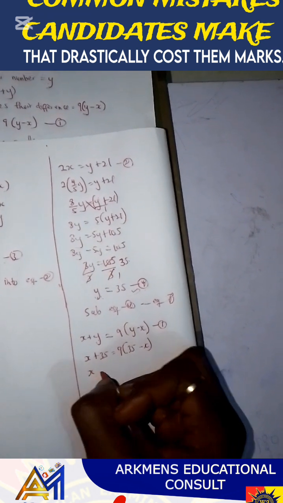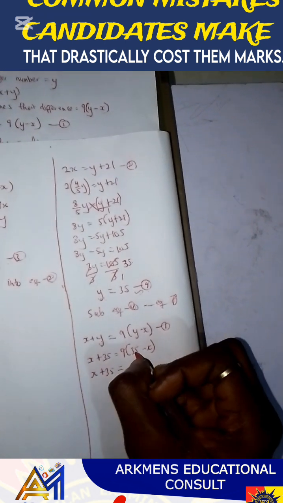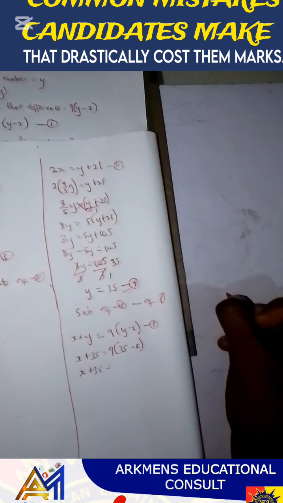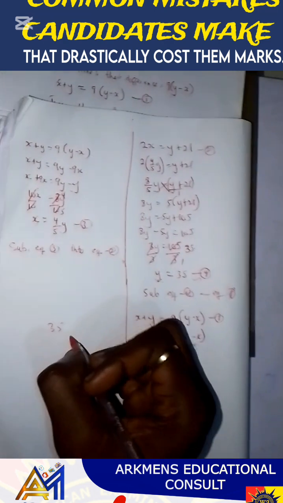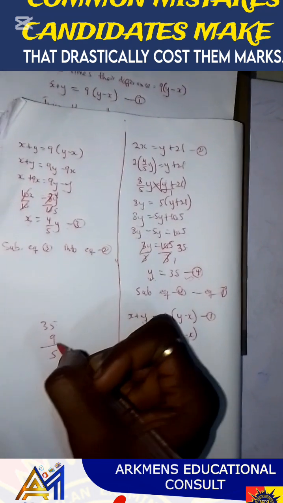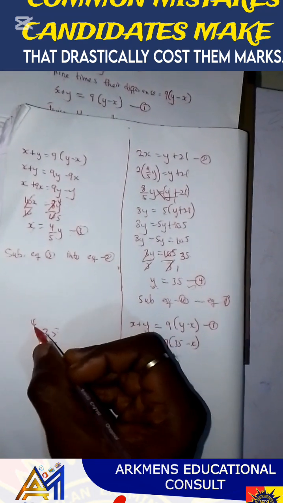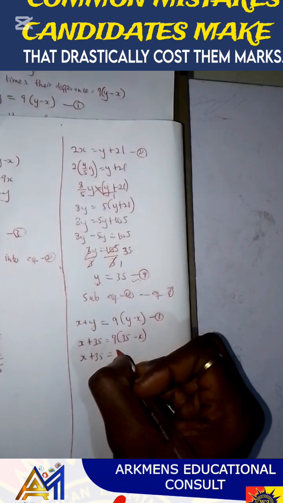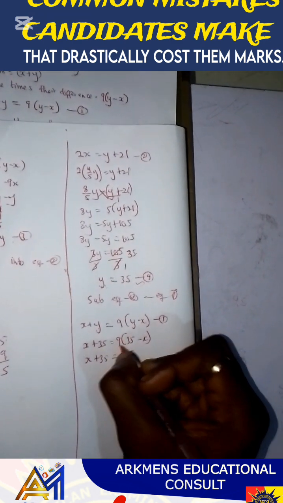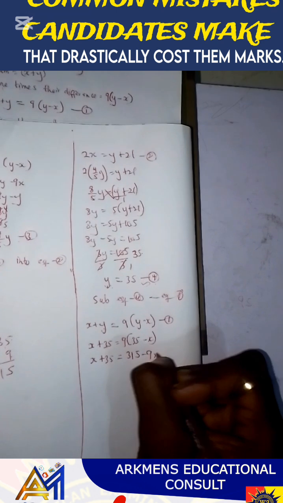x plus 35, then break this one down. Let me do it here so that we check. 35 times 9: 5 times 9 is 45, right? Remember 4, then 3 times 9 is 27, plus this one will give us 31. So we're having 315. So 315, then 9 times minus x will give us minus 9x.